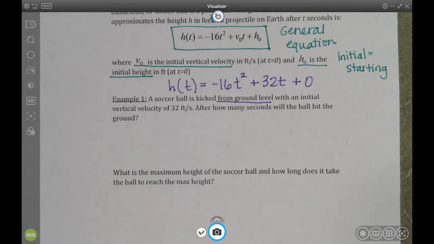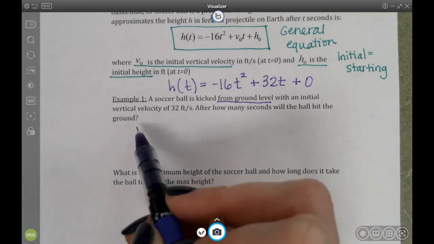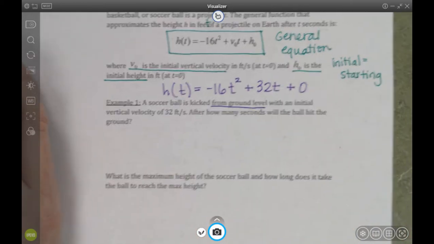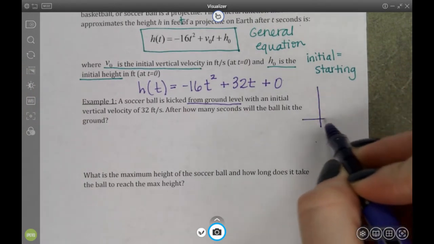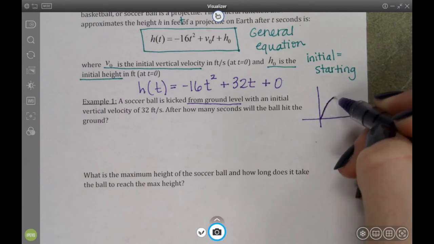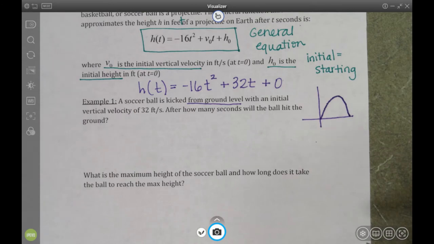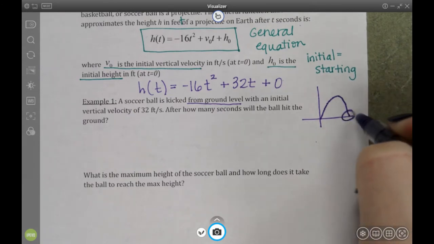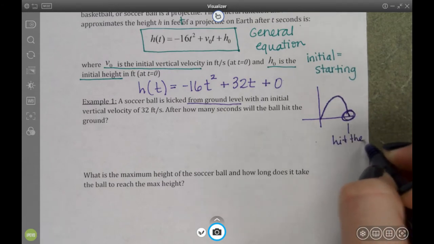Okay, but they're asking us, after how many seconds will the ball hit the ground? Okay, well, let's think about this. If I draw this in a graph, if I kick the soccer ball from ground level, it's going to go up for a little while, and then it's going to come back down and it's going to hit the ground, right? So I need to know when this point occurs, because that's when it's going to hit the ground.